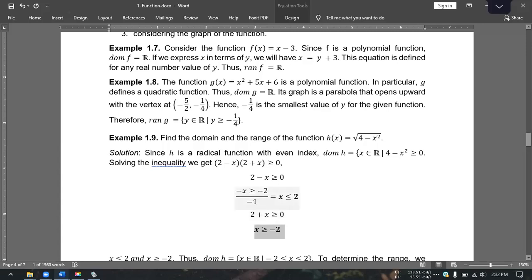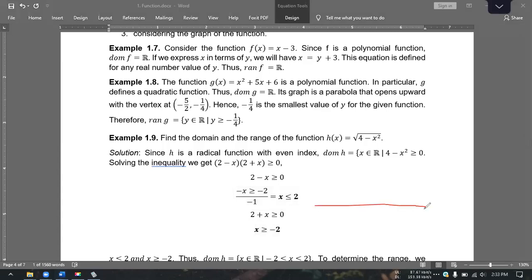Sa number line, if we draw this in the number line, bawal ang values ng x, bawal maging negative 2 hanggang positive 2. So these values, ito yung mga values na hindi pwede kay x. And all the values between negative 2 and positive 2. Ito yung restriction natin. Okay. Malinaw yun?